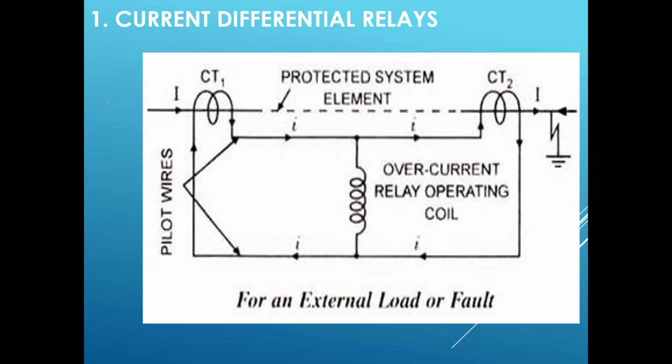Now here you can see current I is entering this CT. So when current flows, this CT senses the current in this line, it will produce what? What will happen across its secondary? Some EMF is induced. Corresponding to that EMF, some I amperes of current will flow. The same current will flow through this CT also. Corresponding to that, some EMF is induced across its secondary.